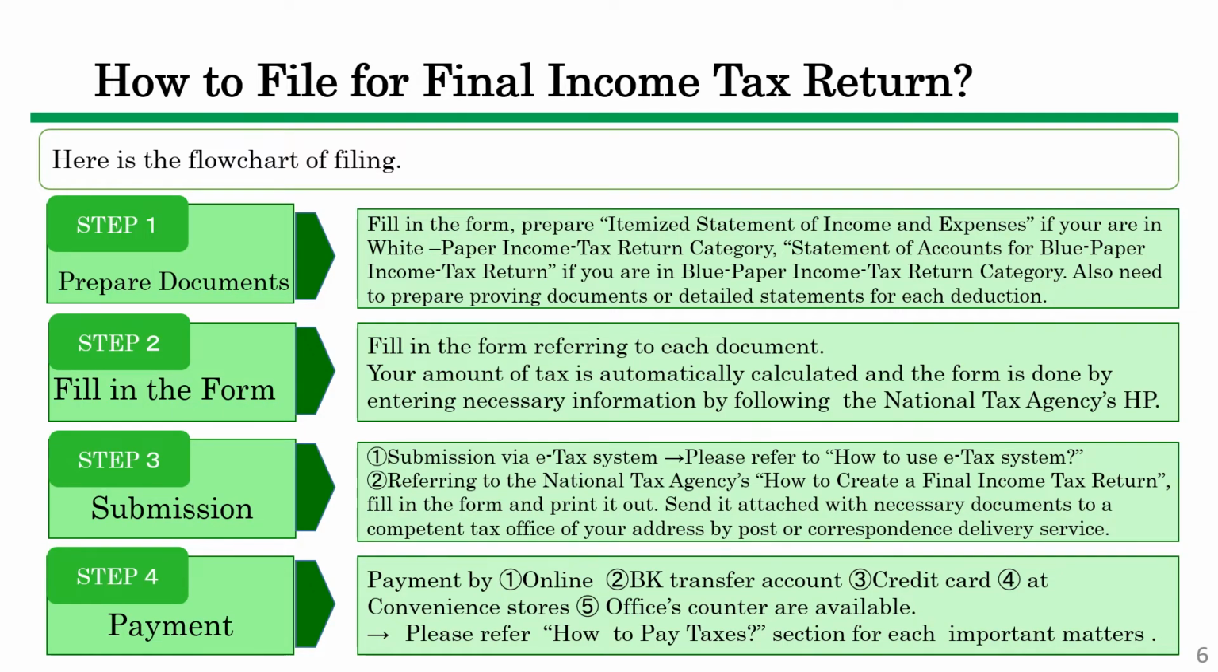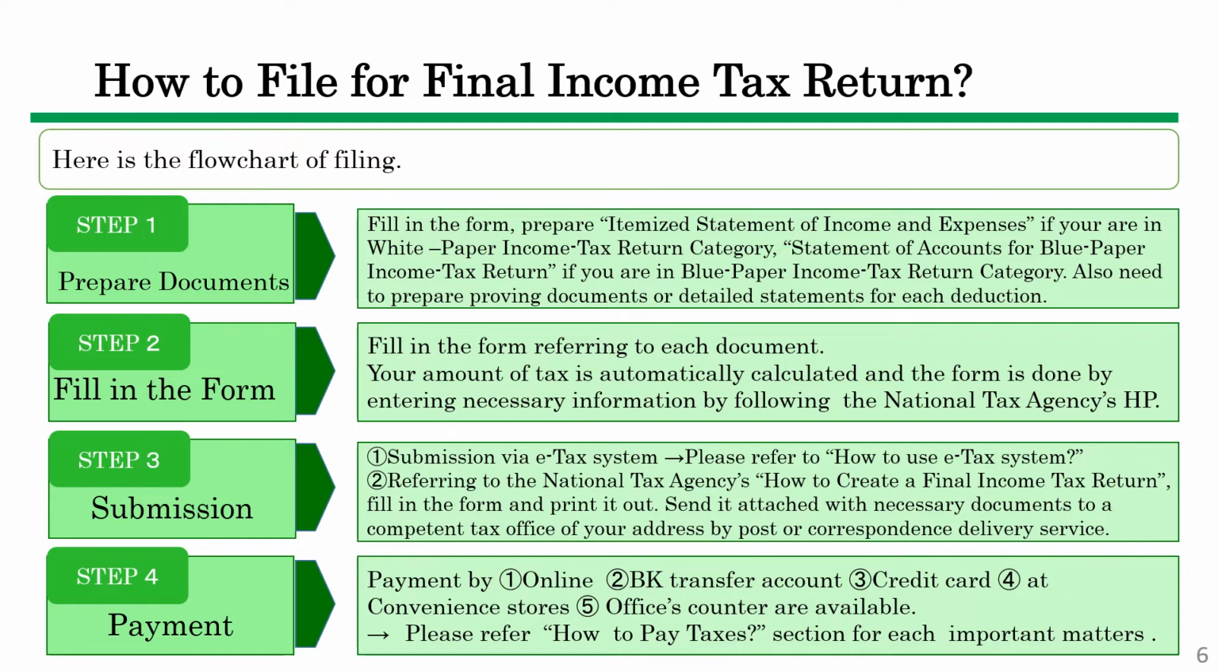Here is the procedure for filing your final income tax return. The first step is to create an itemized statement of income and expenses and a statement of accounts for the blue paper final income tax return. In case you had other earnings aside from your own business activity, please prepare documents to prove that. For instance, if you had salaried income, prepare a withholding tax slip for it. This is because to calculate the amount of income tax you should pay, you need to fill in the form with every income and earning of the year.